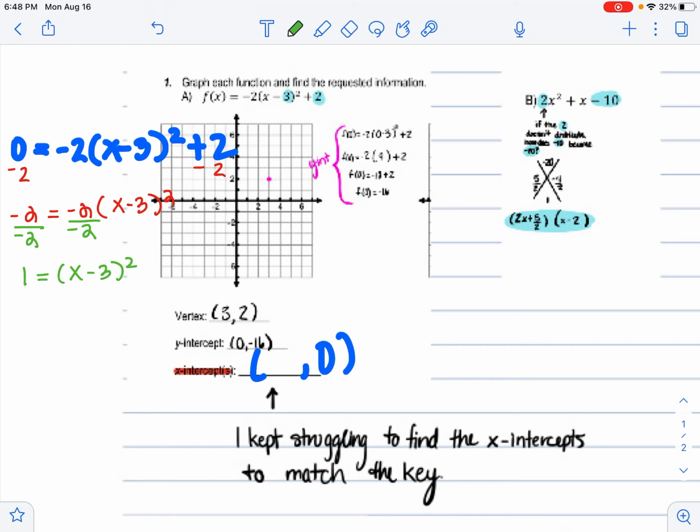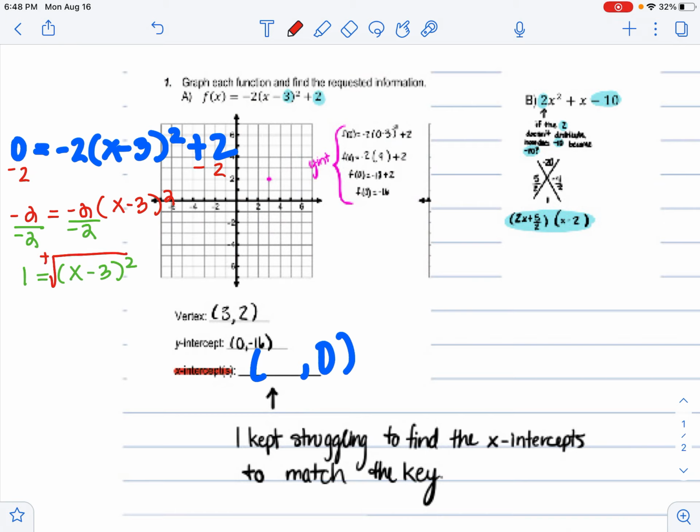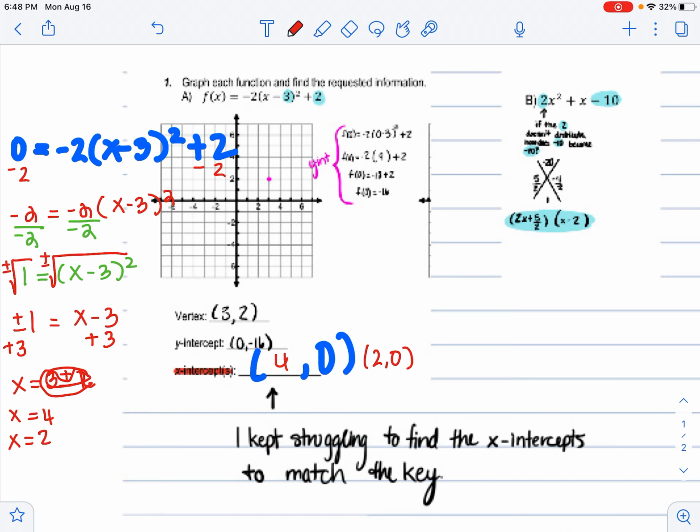All right, so last but not least, I have 2 steps left. I can square root to solve now. So I'm going to do square root, plus or minus. So I have plus or minus, and the square root of 1 is 1 equals x minus 3. And now I can add 3 to both sides. Remember, when you write this, you're going to write the 3 first and then plus or minus 1. So I get 2 x values. 3 plus 1 is 4, and 3 minus 1 is 2. So I have 4, 0, and 2, 0. And those are my 2 x-intercepts.